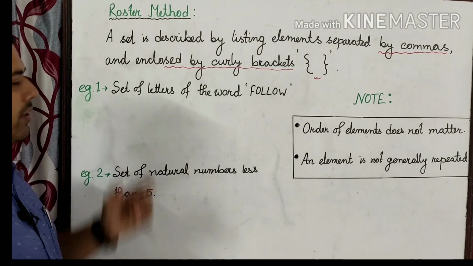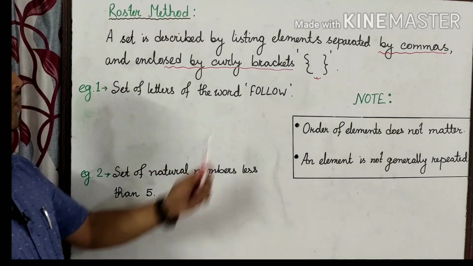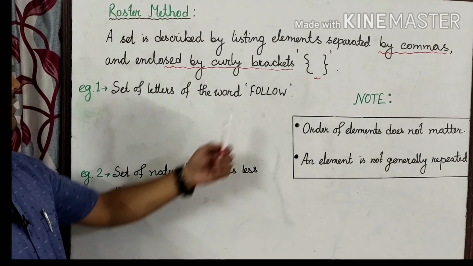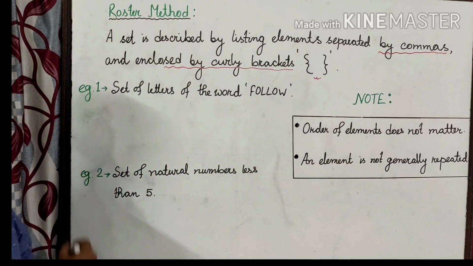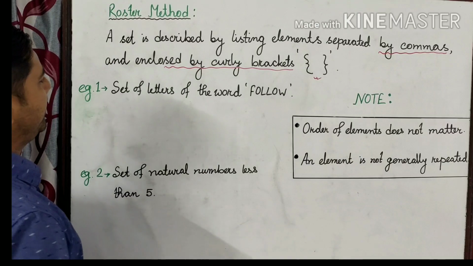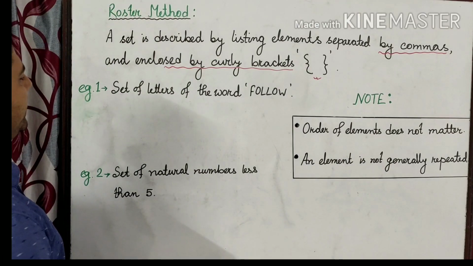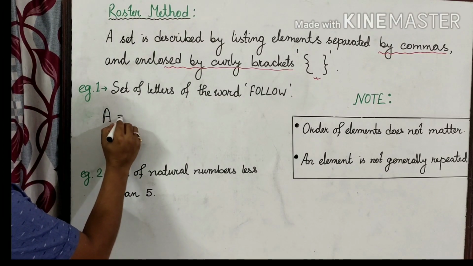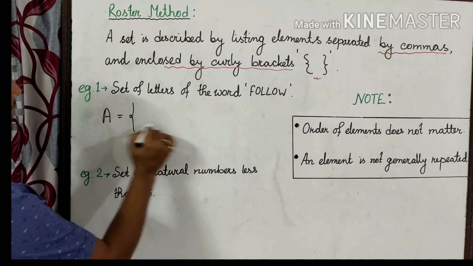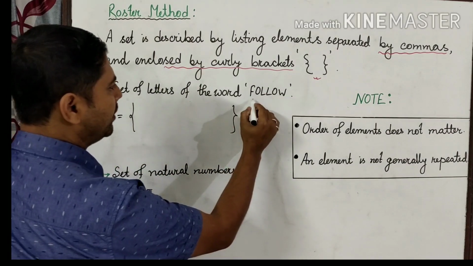See, now if we consider an example: set of letters of the word follow. When you represent a set, we use a capital letter of the English alphabet. Say I consider A, and I take a curly bracket. What are the elements of the word?